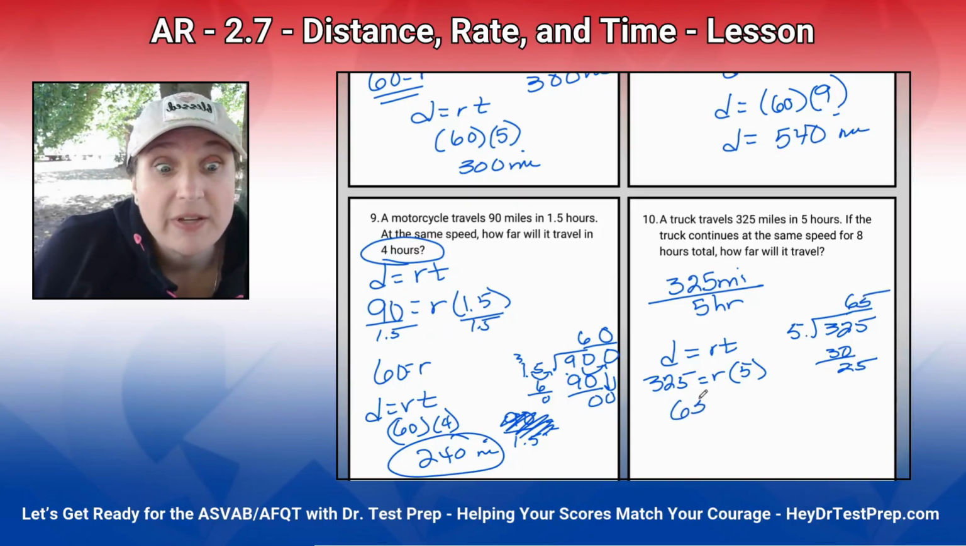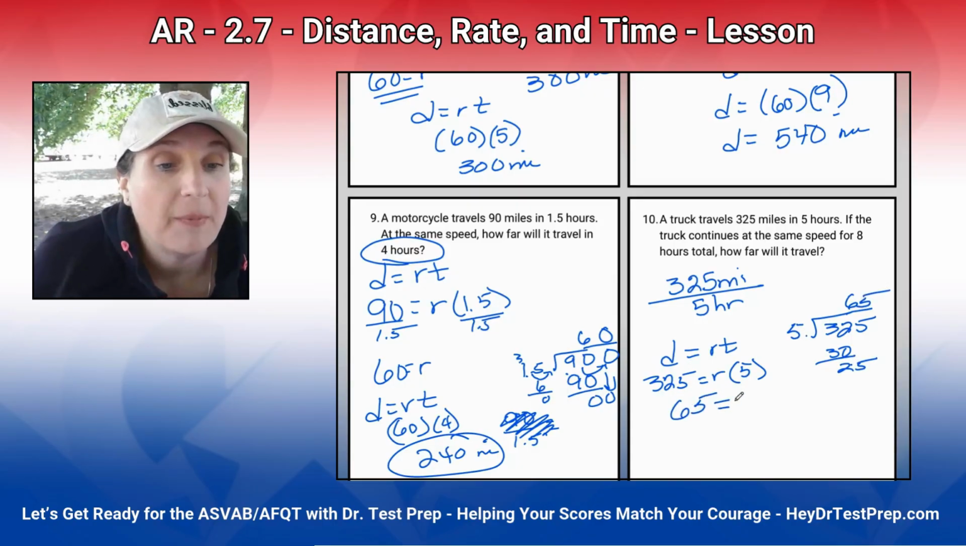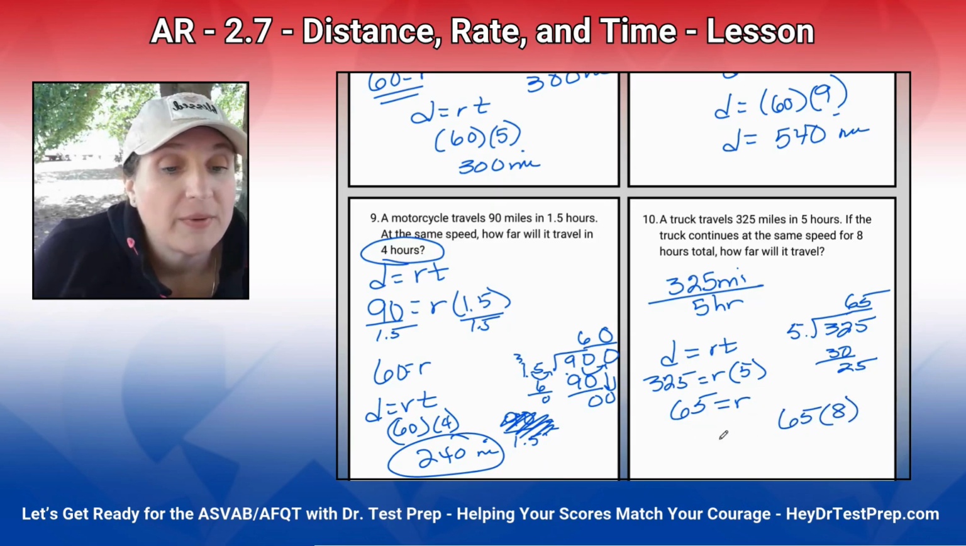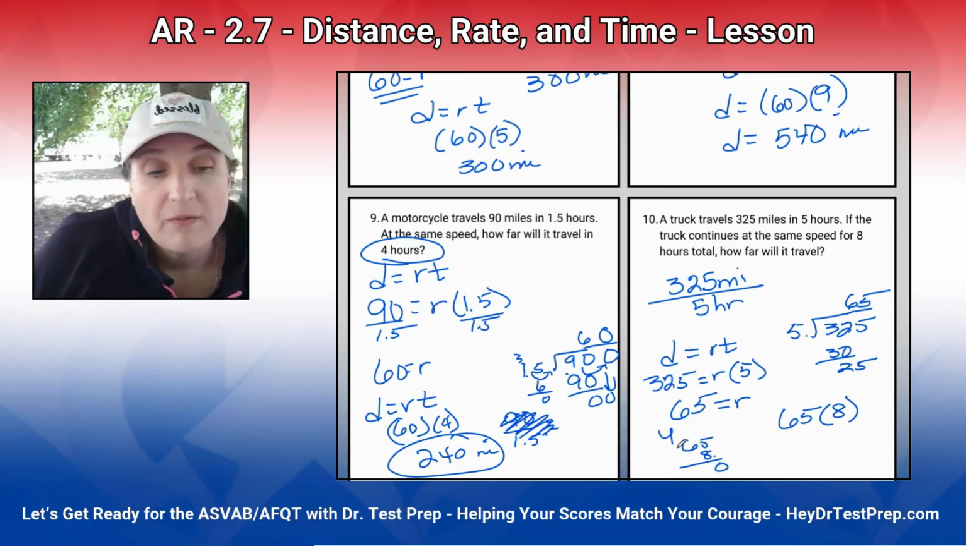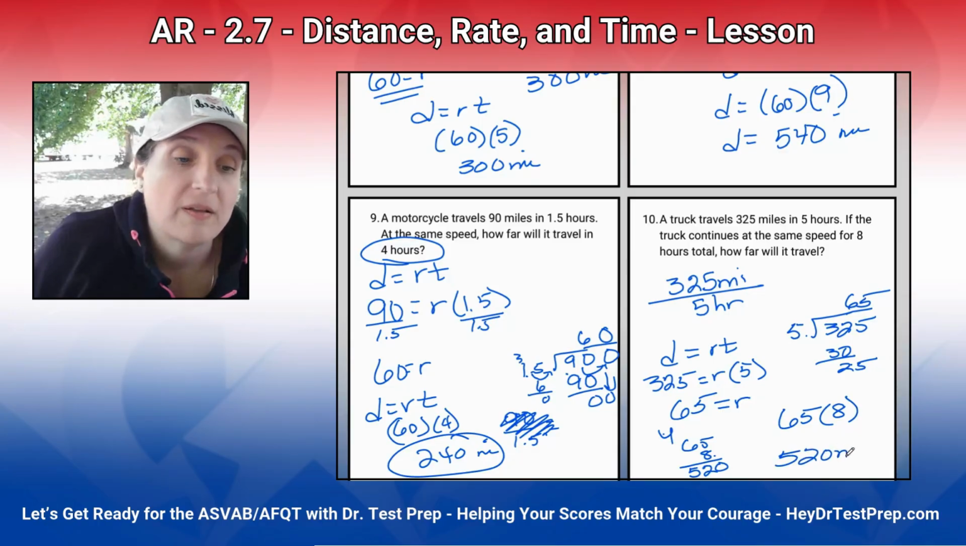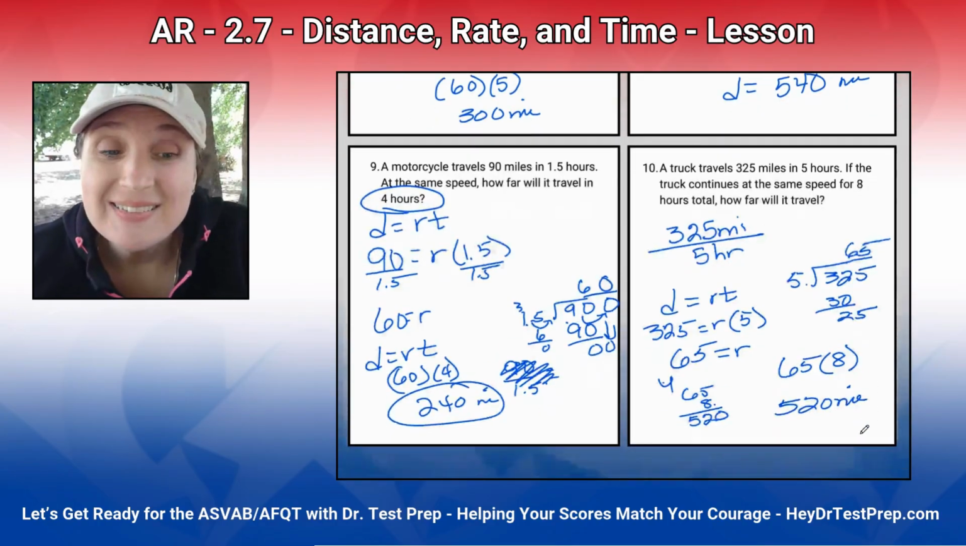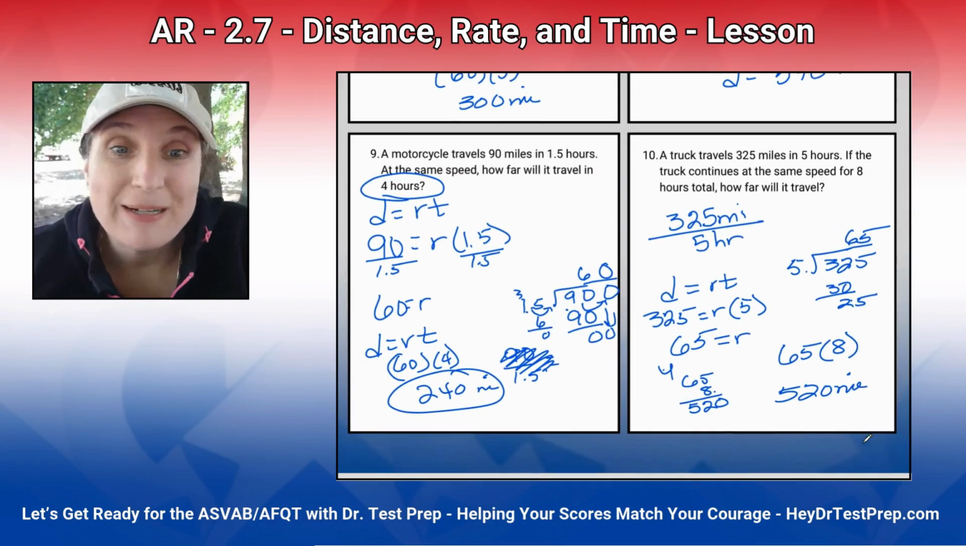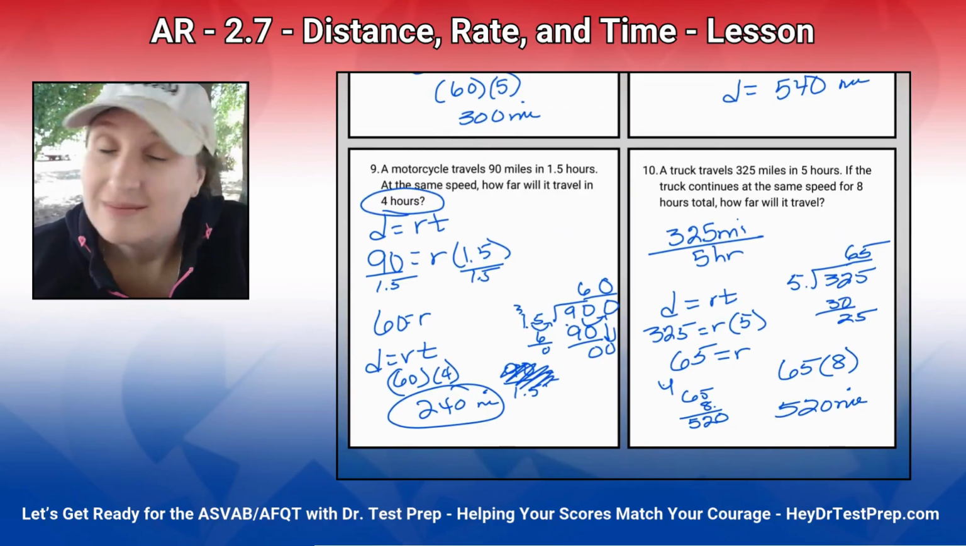Ooh, we finally went faster than 60 miles per hour. Now we can take that 65 and multiply it by our time. Carry the 4, 8 plus 4 is 12, so 520 miles. That's it. All right, work problems are next.